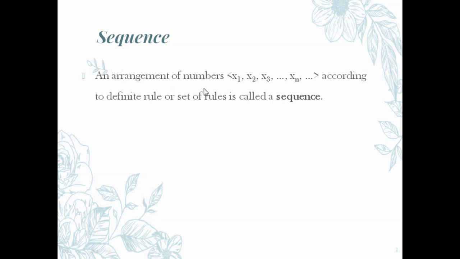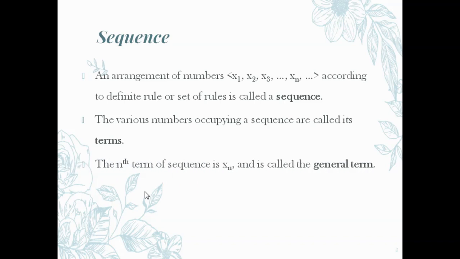An arrangement of numbers x1, x2, x3, ..., xn according to a definite rule or set of rules is called a sequence. The various numbers occupying a sequence are called its terms. The nth term of a sequence is xn and is called the general term.